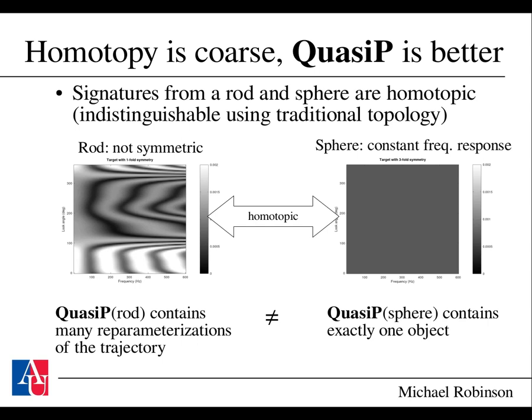Let me first make it clear that this is actually a good feature to use, as opposed to homotopy, which is what the typical TDA things will spit out. The signatures from a rod and a sphere, for instance, are homotopic. Why? Because they're both contractible. They're indistinguishable using traditional topology. Their persistence diagrams will differ somewhat, but the topology will not. Why is this the case? Well, the rod's not perfectly symmetric, whereas a sphere is. So if you look at the data, you can quite see that they're different. And the QuasiP categories, in fact, differ even though they are homotopic.